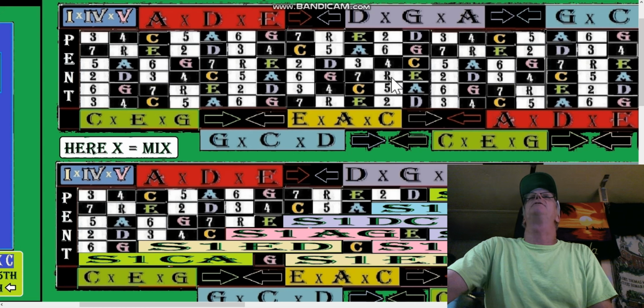So it's 6, 7 root 2 to the C shape, 3, 4, 5 to the A shape, 5, 6. Fourth of the E is fourth of the C, the diminished E string shape. 5, 6 goes to 7 root 2.